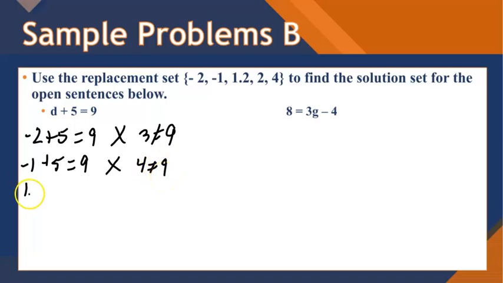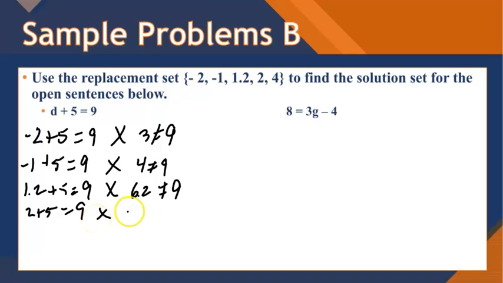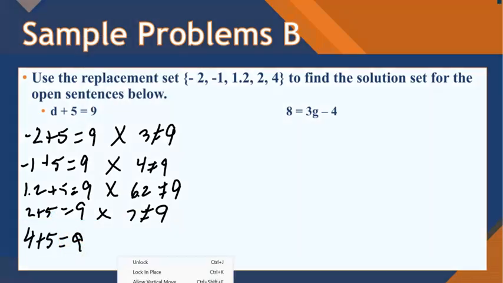Next, if we put in 1.2 plus 5 equaling 9, that does not work because that's going to give us 6.2, which does not equal 9. And if we try 2 plus 5 equaling 9, that does not work because 2 plus 5 is 7. 7 does not equal 9. And if I try 4 plus 5 equaling 9, this is true because 9 does equal 9.